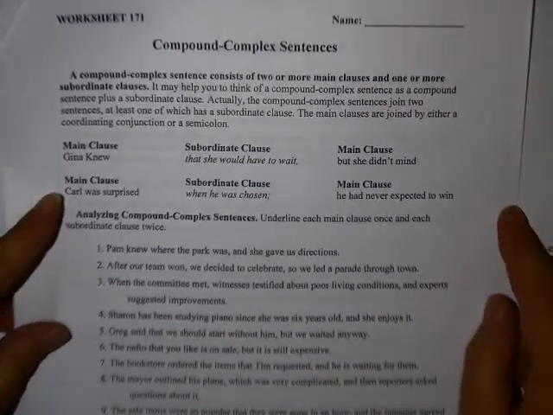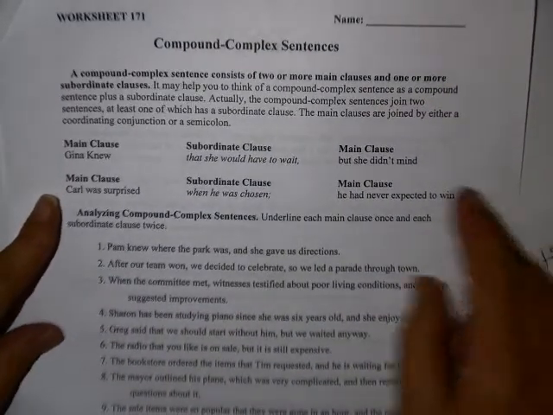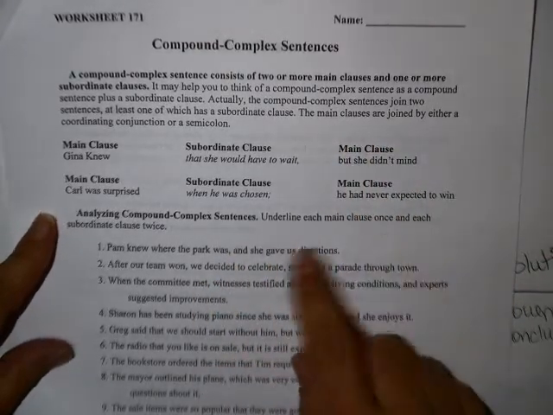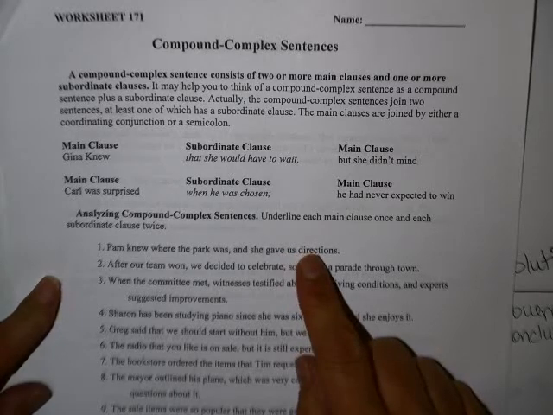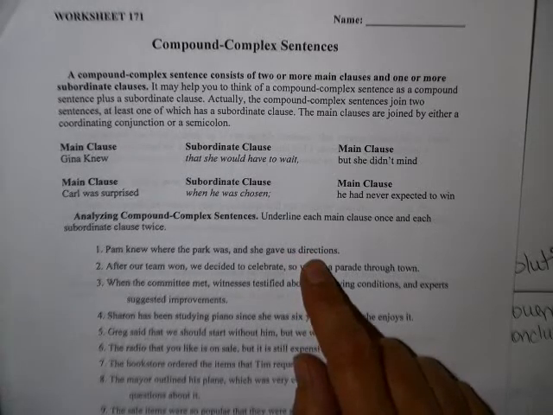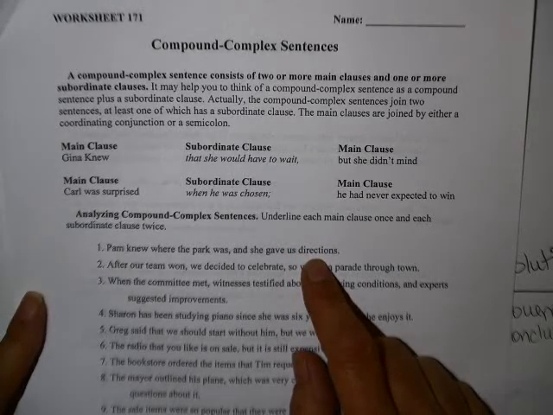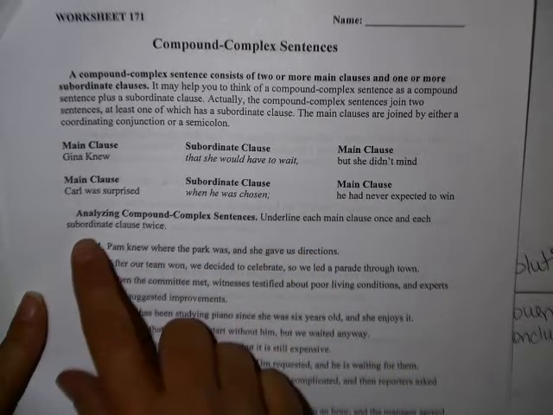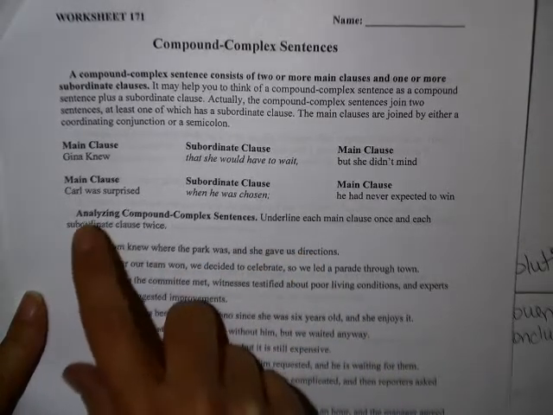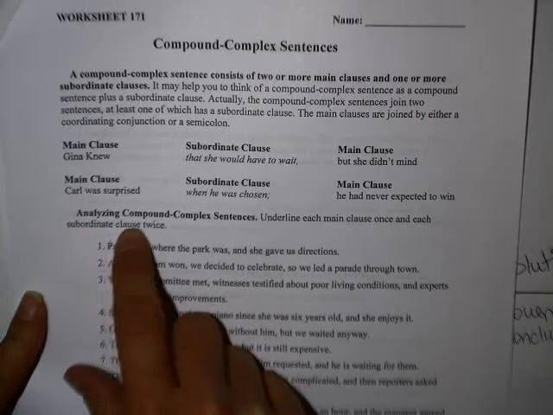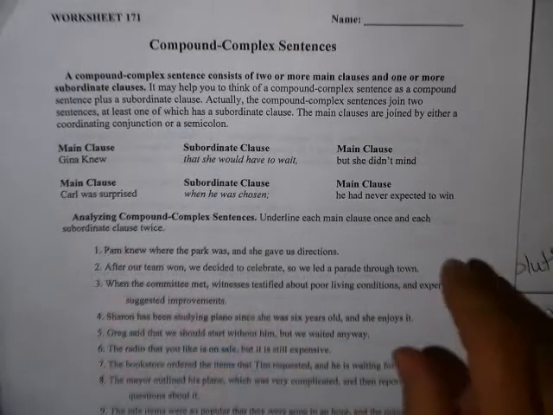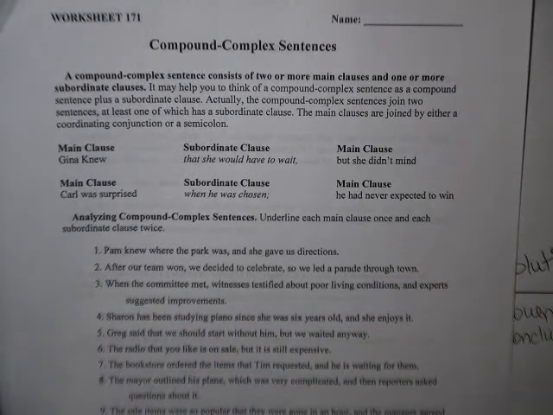Our next one, you have some compound complex sentences. What I need for you to do, it says underline each main clause once and each subordinate clause twice. You can underline the main clause in blue like we've been doing with our mama sentences, and our dependent clause, which is also known as a subordinate clause because we have our subordinating conjunction attached to that clause. You can do that one in whatever color. Just make sure that the main clause and the subordinate clause are in different colors.